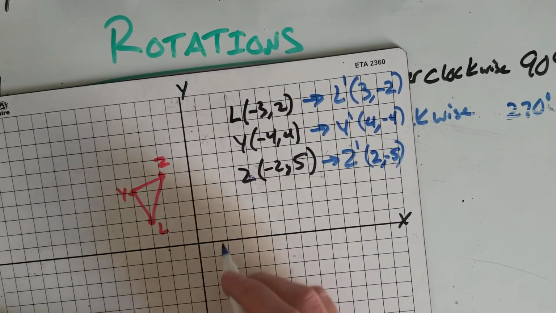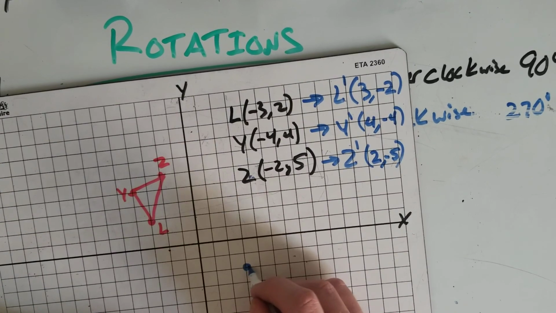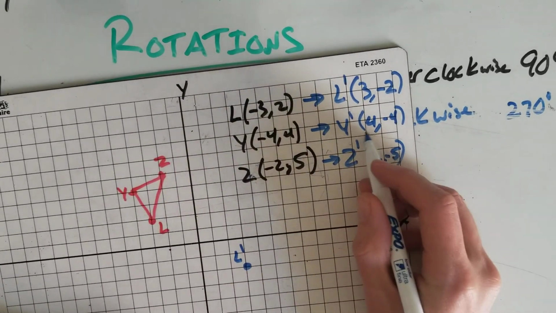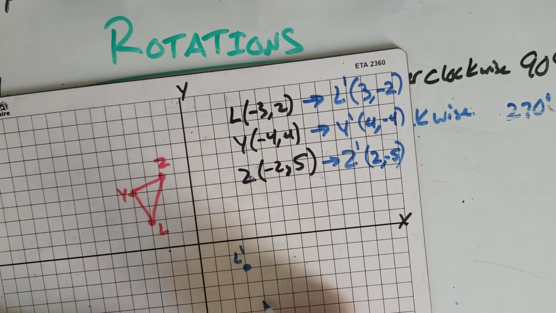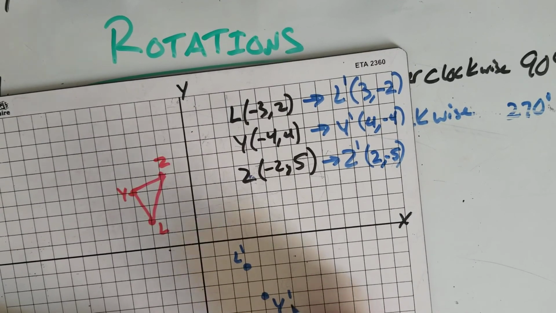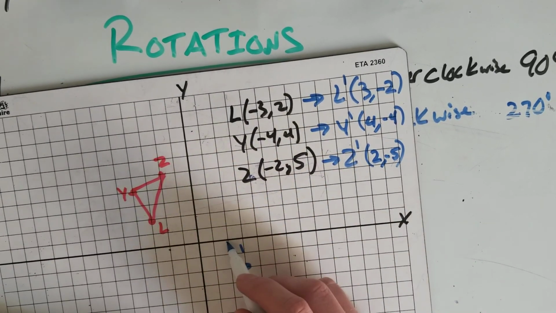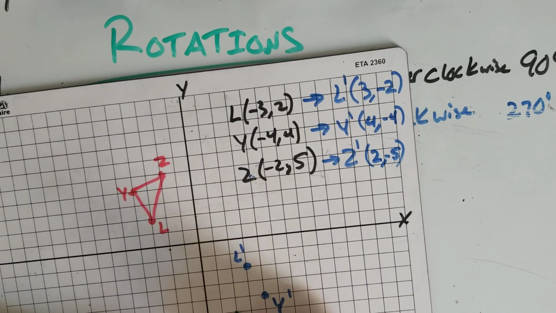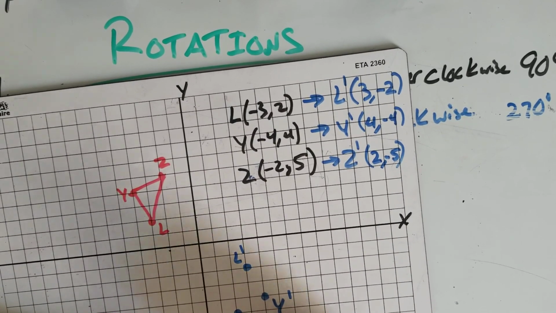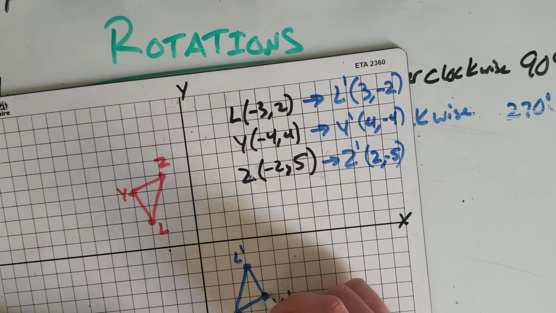I'll go ahead and graph them. We have 3, -2. That's going to be L prime. We have 4, -4. That's going to be our Y prime. And we have Z is 2, -2, 4, 5. That's your Z prime. So here's your triangle.